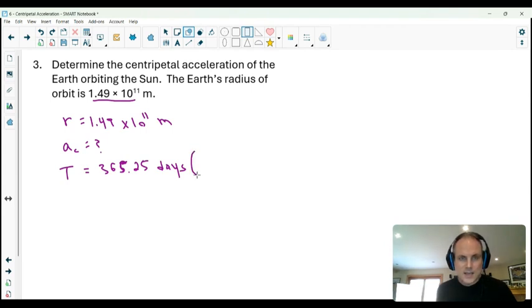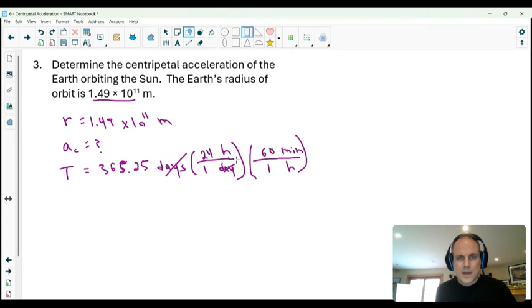So let's do that. I know if I put days on the bottom and I put hours on the top, in one day there's 24 hours. So I can get rid of days. And we say, okay, I want to go from hours to minutes. So let's put hours on the bottom so it'll cancel out and minutes on the top. 1 hour has 60 minutes. Hours are gone. Now I want to get rid of minutes and turn it into seconds. So I'm going to put minutes on the bottom so it'll cancel out the other one and seconds on the top. 1 minute contains 60 seconds.